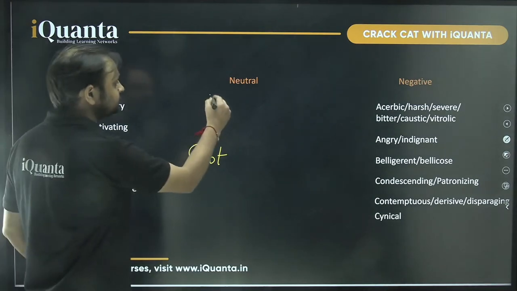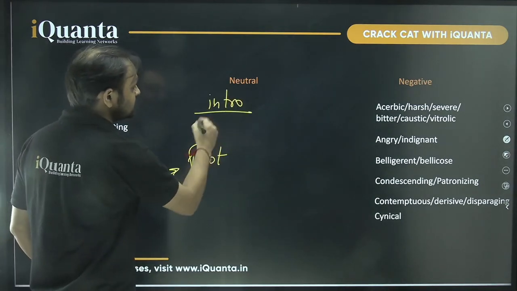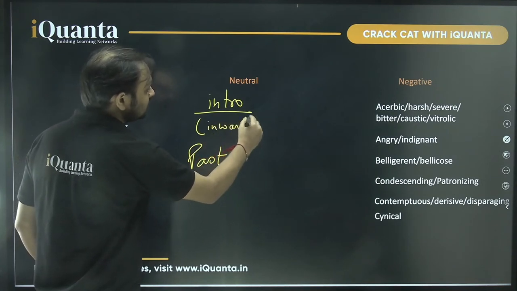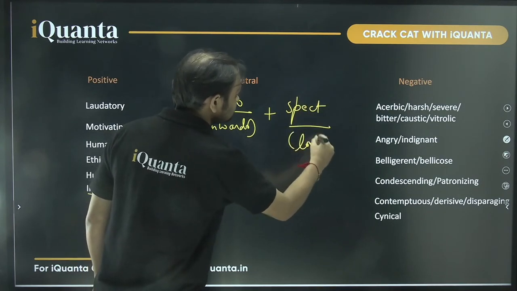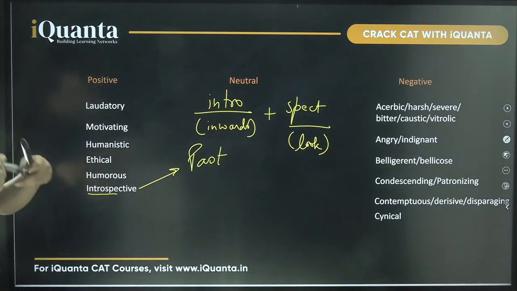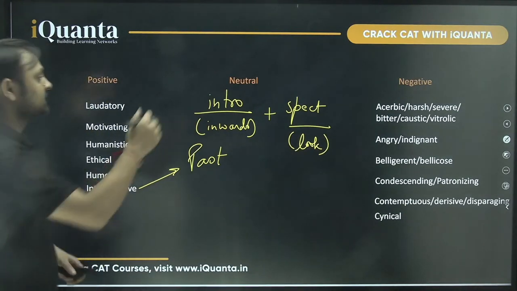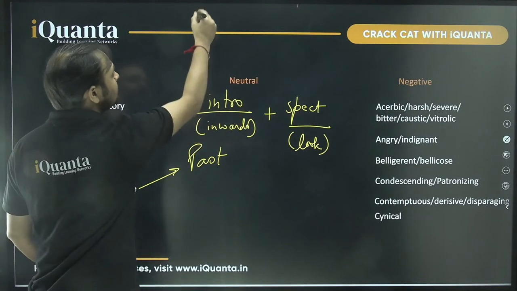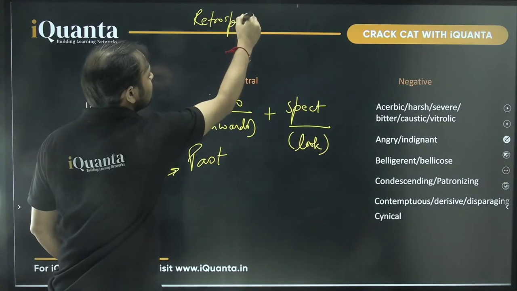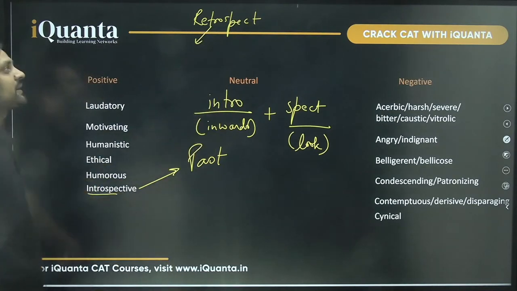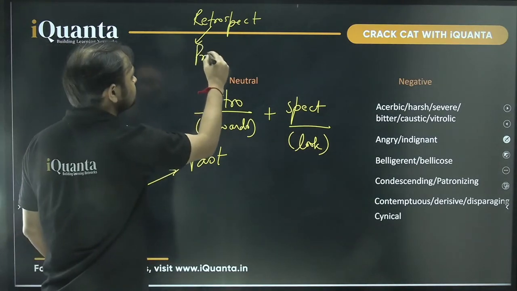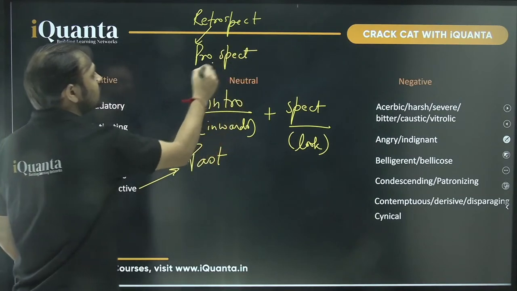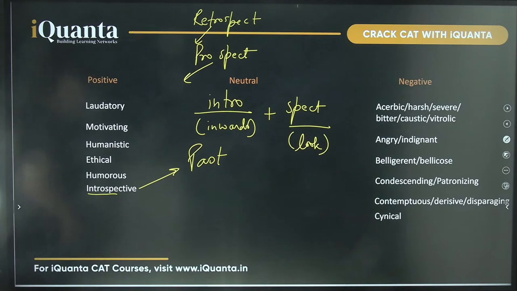Intro is in. Intro is inwards. And spect is look. So when you look inwards, you are doing introspection. Like the other words from spect could be retrospect. Retro is past, and looking backwards at your life, at the events of your life, is retrospection. Prospect. So pro is future. Pro future, retro past, intro inwards. That's how these words have been made.